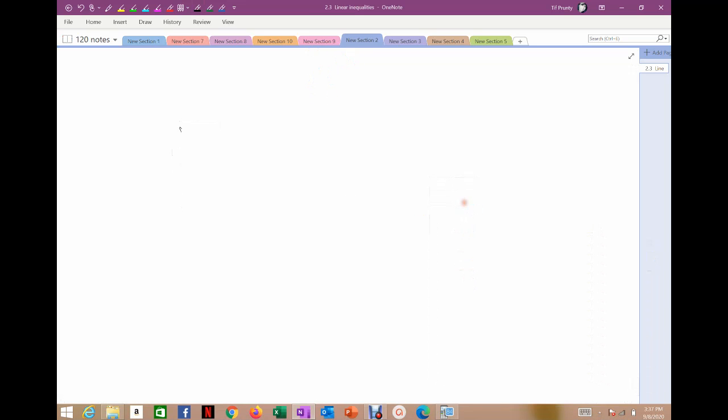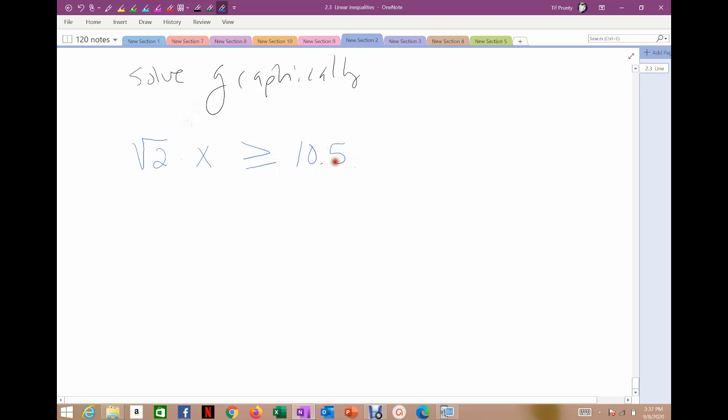Alright, I'll just erase what I have instead of trying to do that. Okay, so the second example is we want to solve graphically when the square root of 2 times x is greater than or equal to 10.5 minus 13.7x.